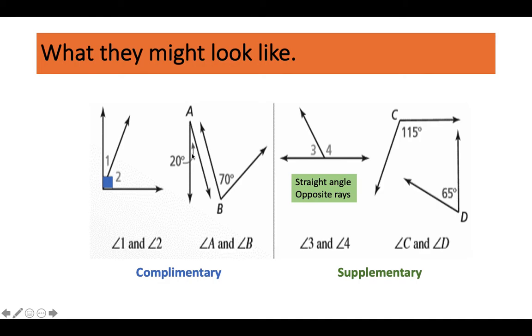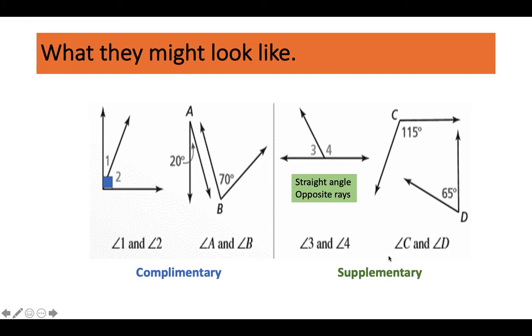Angle A is 20 degrees. Angle B is 70 degrees. If I add them together, notice they don't have to be adjacent. If you don't remember what adjacent is, go back and look. 20 and 70 added together is 90. 90 degrees is complementary. That's the definition of complementary.